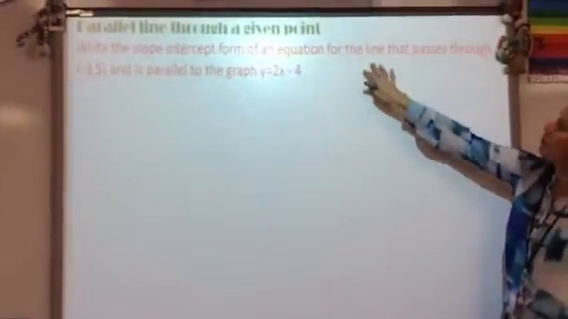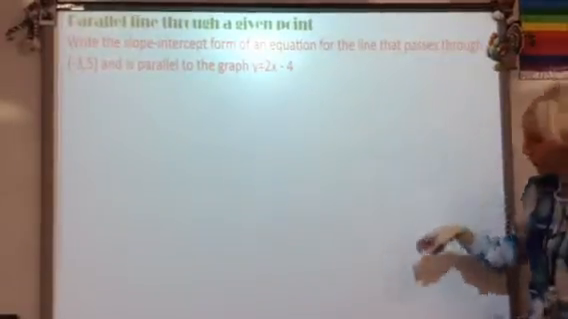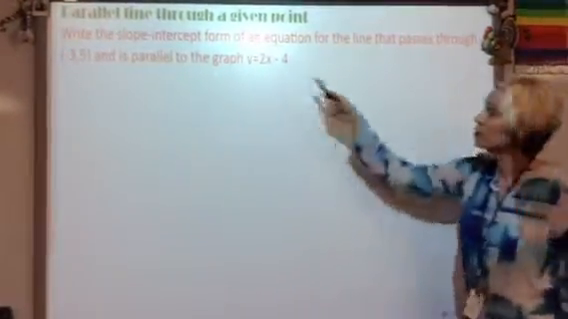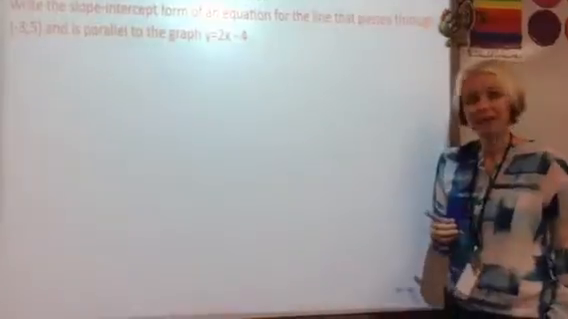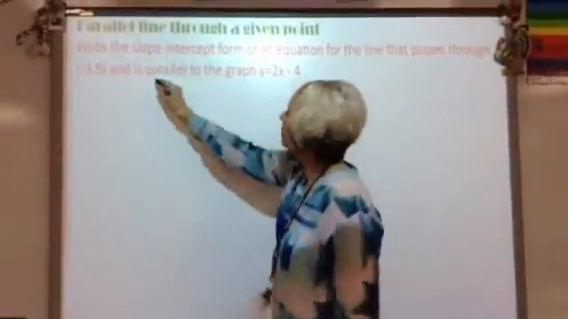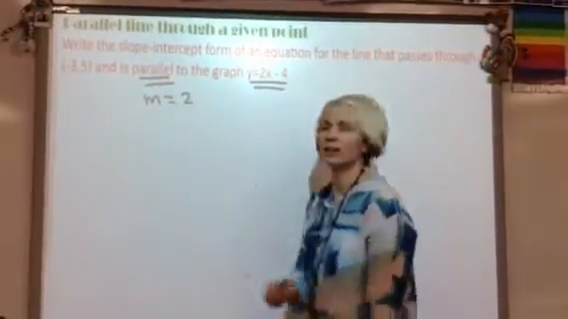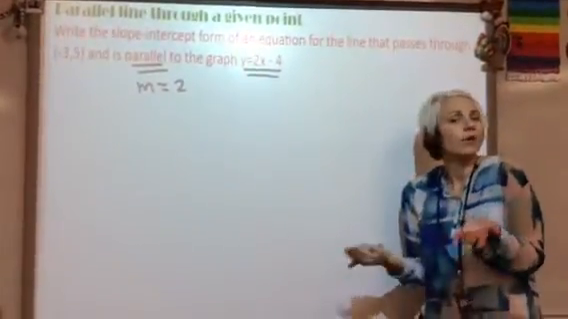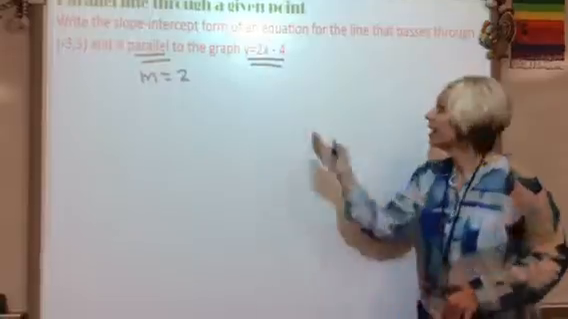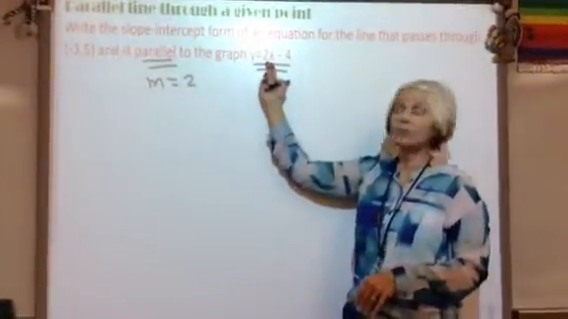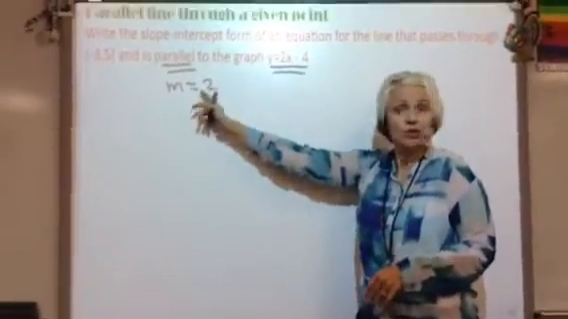Write the slope-intercept form of an equation for a line that passes through (-3, 5) and is parallel to the graph y = 2x - 4. Since it's parallel to this line, we know the slope is 2. How do I know that? Well, parallel means same slope, and if this is the one line, then this line has to have a slope of 2.